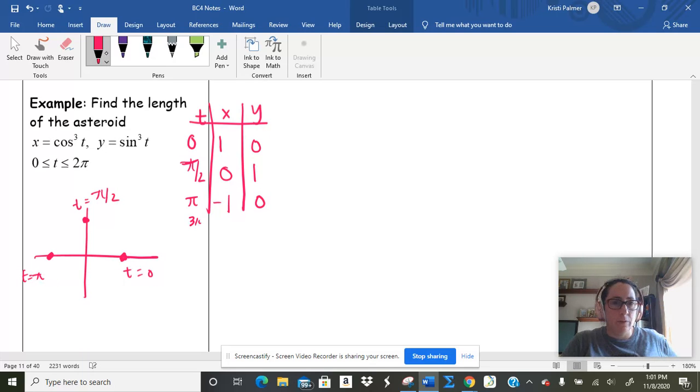Okay, let's go to 3 pi over 2. See what you get out. Plug them in. Okay, so this asteroid looks kind of like this.